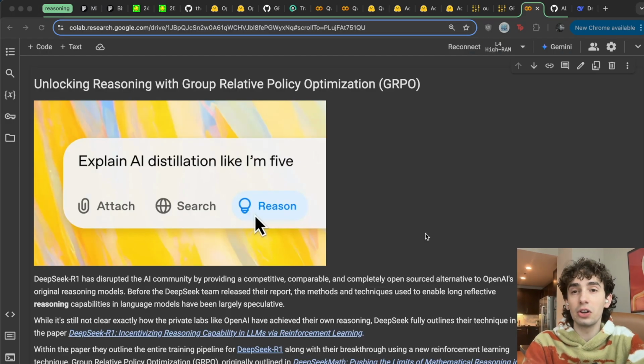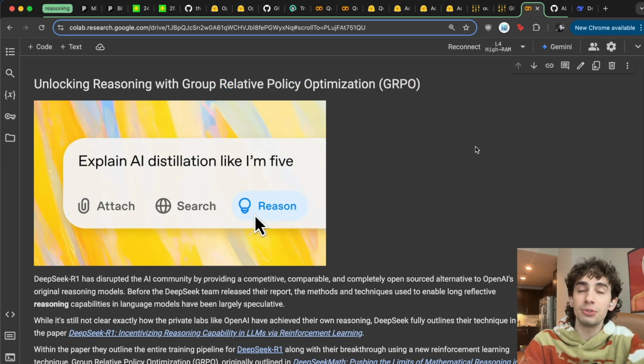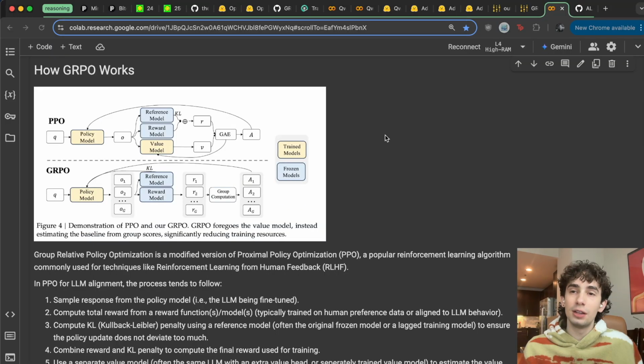paper. So what we're going to go over today is a dive into how the reinforcement learning algorithm that they used to unlock this reasoning capability works, how the DeepSeek-R1 model was actually made, and then also applying GRPO to create our own fine-tuned open source reasoning model. So let's get into how GRPO actually works.